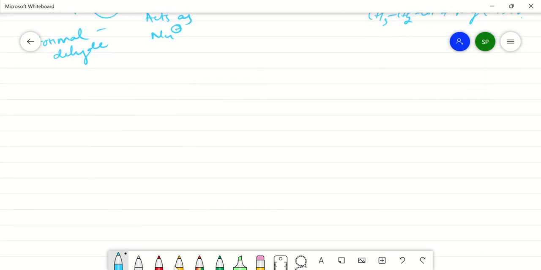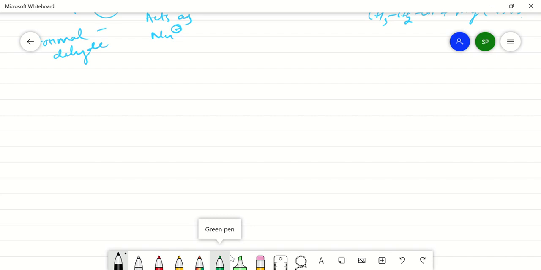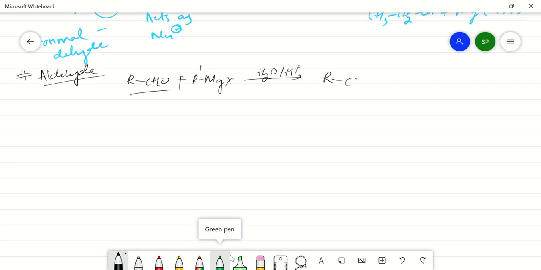Next we will see how to produce secondary alcohol. We can produce secondary alcohol from an aldehyde. Previously we have used formaldehyde, now we will use an aldehyde. The formula will be RCHO. If we react RCHO with R'MgX and further hydrolysis, this will produce RCHOHR'. Let us see the mechanism.